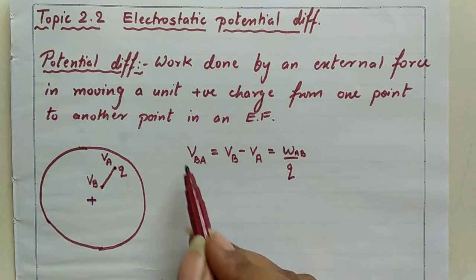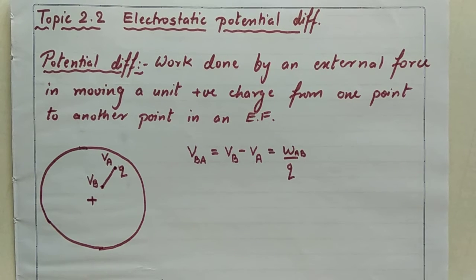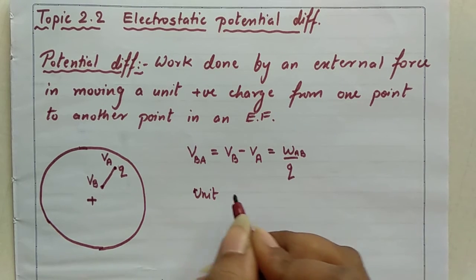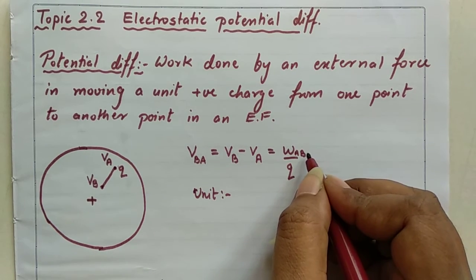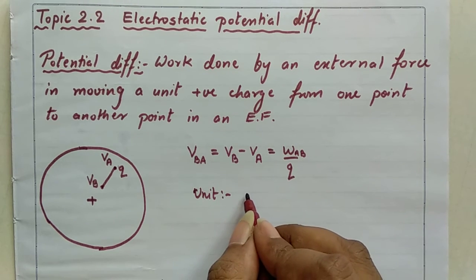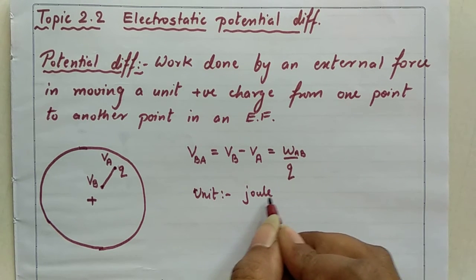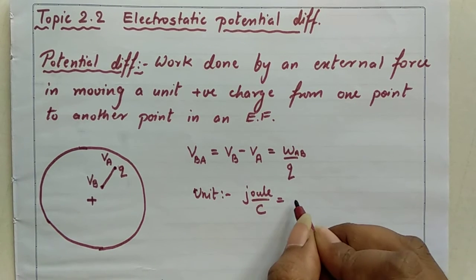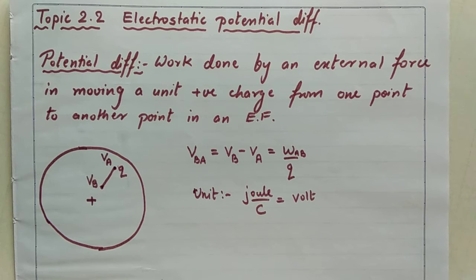Now from this, if I want to see the unit of potential difference, then what it will be? Just see, this is work. So unit of work is going to be joule and that of charge is going to be coulomb. So this is known as volt. So as we have seen earlier, the unit of potential was volt. Same way, the unit of potential difference is also volt.